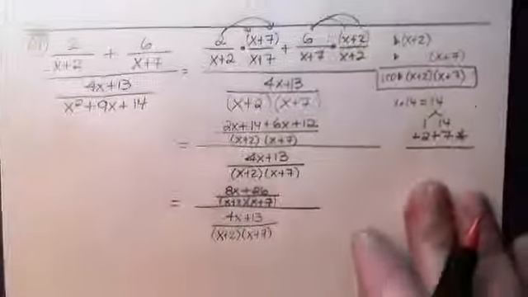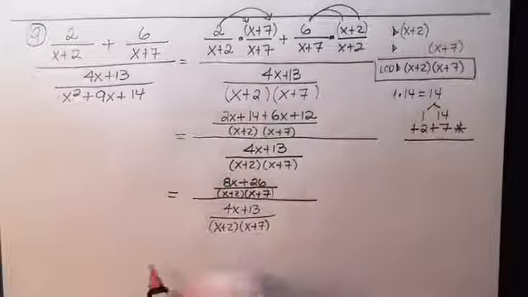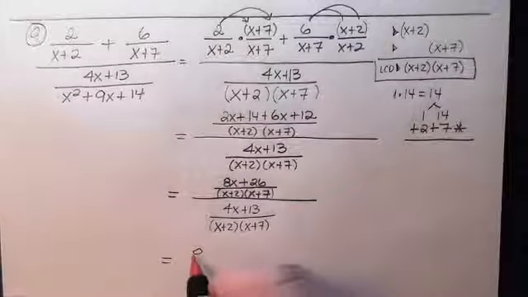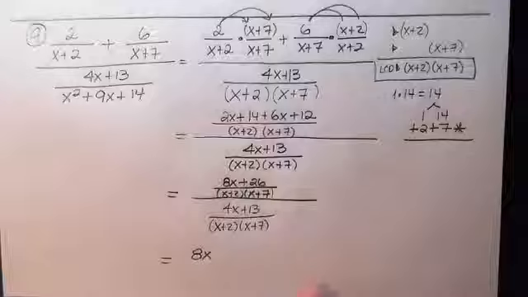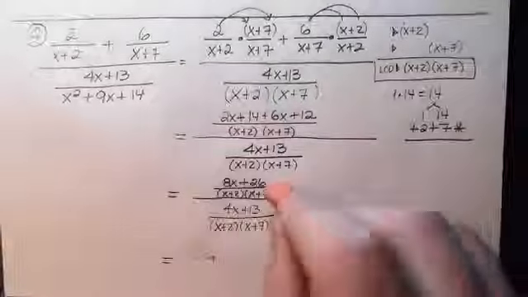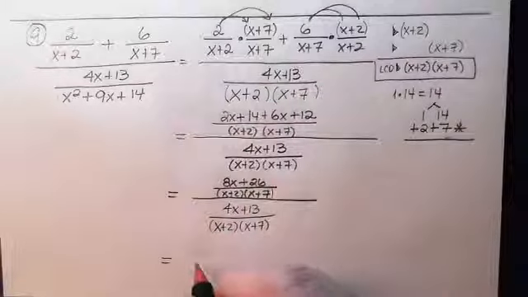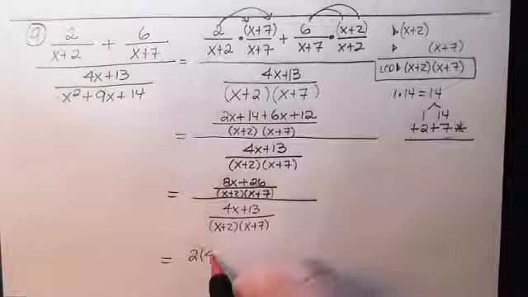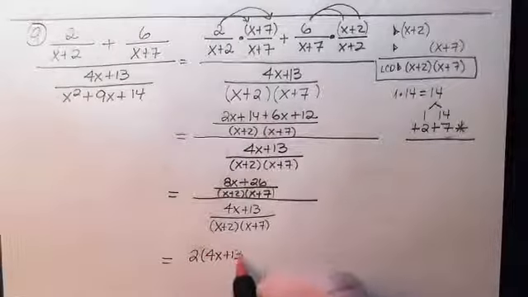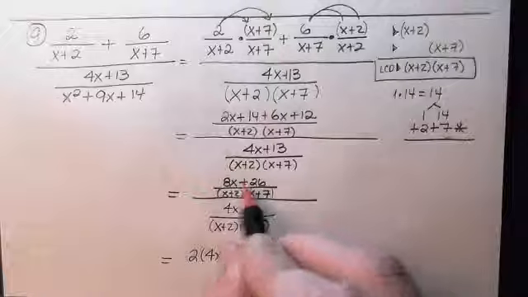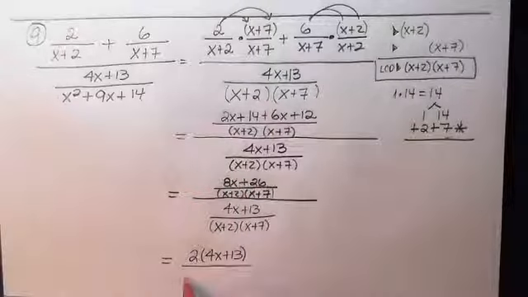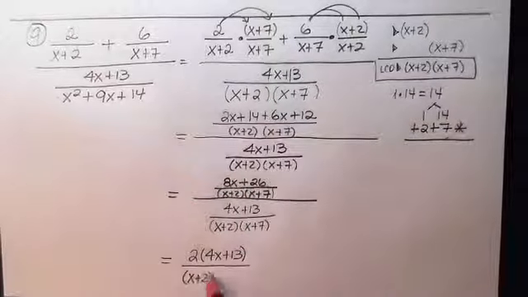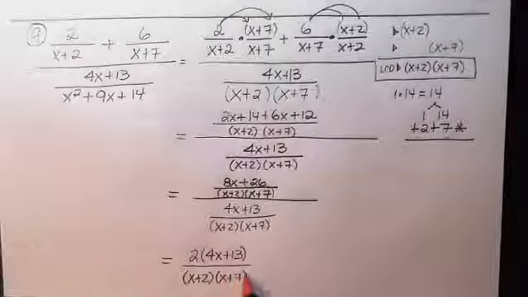Now I'm ready to do the division. So basically, I'm going to copy the first fraction on top. And by the way, can I factor anything from 8 and 26? The answer is yes. I can factor out, I believe, a 2. So that would be 4x plus 13. So I factor out a 2 from each one of these. On the bottom I have x plus 2, x plus 7.